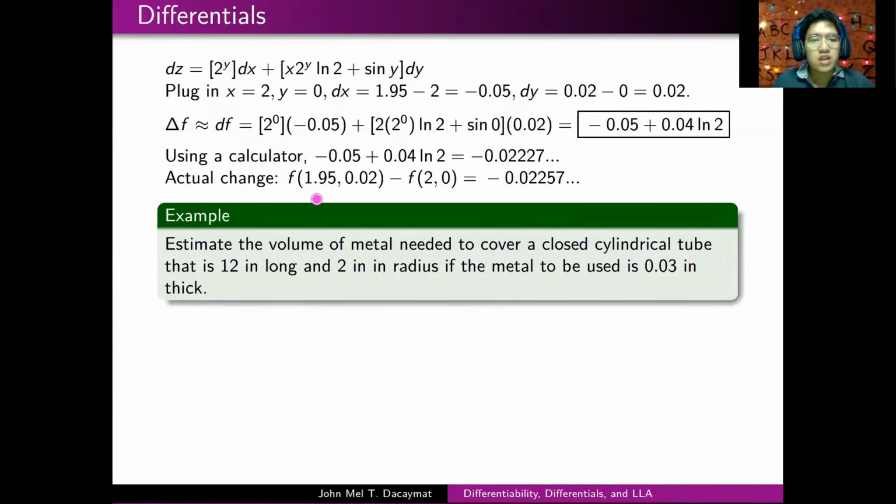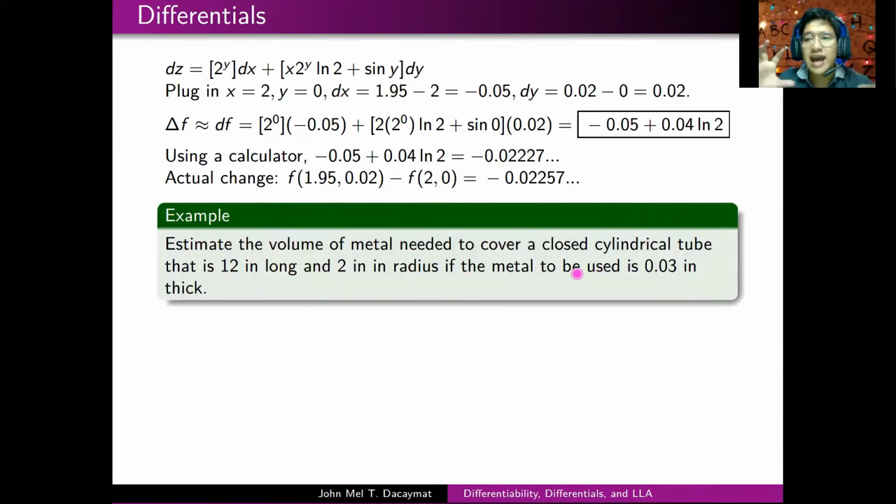Okay? Good. Now, let's do this next example. Dito naman, gagamitin natin yung differentials in word problems like this. So for this problem, I want to estimate the volume of the metal needed to cover a closed cylindrical tube that is 12 inches long and 2 inches in radius if the metal to be used is 0.03 inches thick. So babalutan mo ng metal yung isang cylindrical tube.